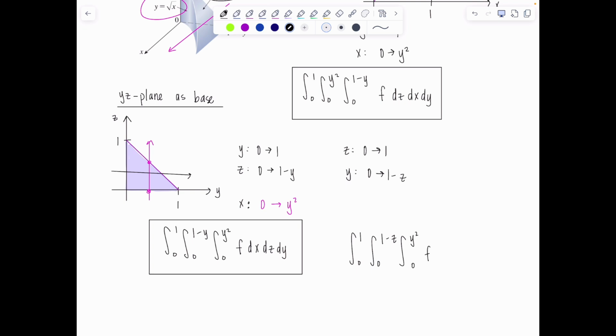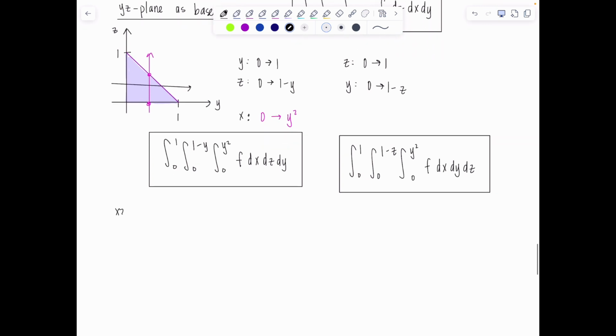Shh, turn that off. dx, dy, dz. Dx, dy, dz. Very good. Perfect, perfect. Good? Last one. Who needs to be the base now? XZ plane.